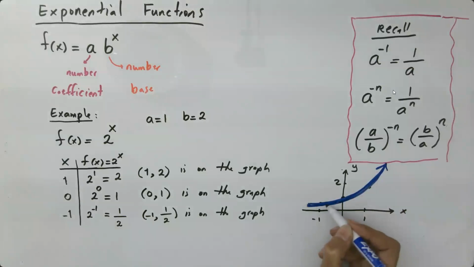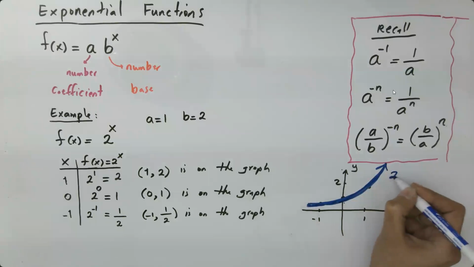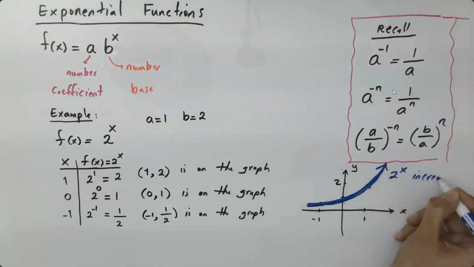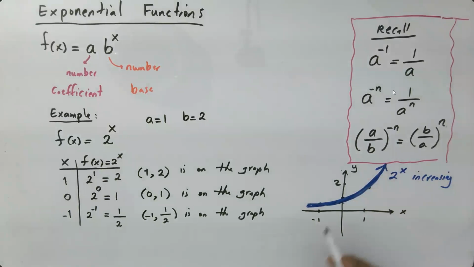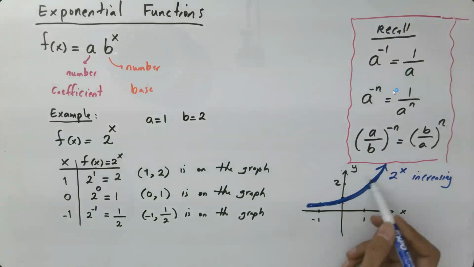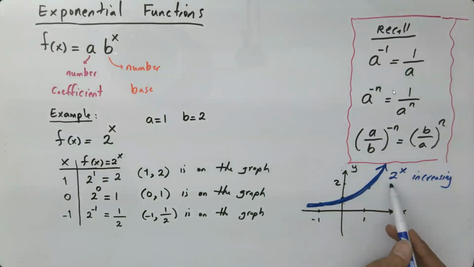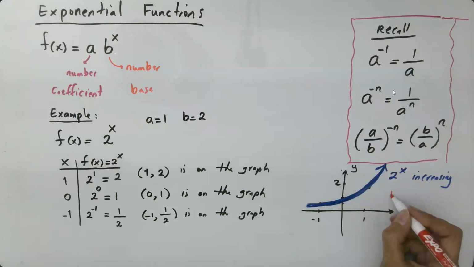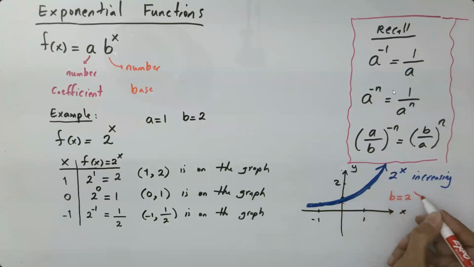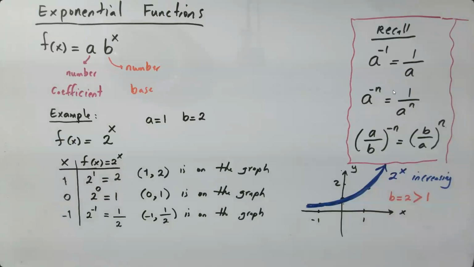graph. This graph is an increasing graph from left to right. 2 to the x is increasing. The graph is an increasing graph. From left to right, the graph goes up. Note that the base is larger than 1. Just a quick note: the base, b, which is 2, is larger than 1.